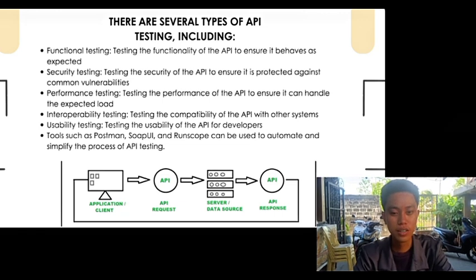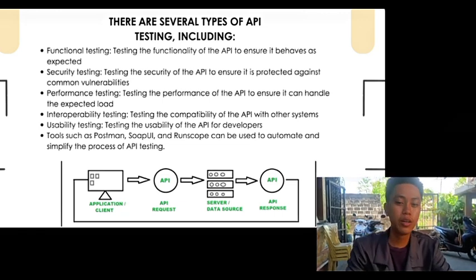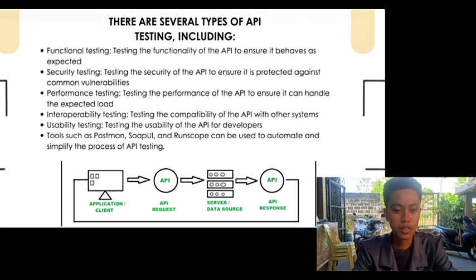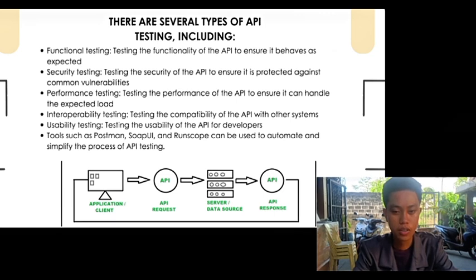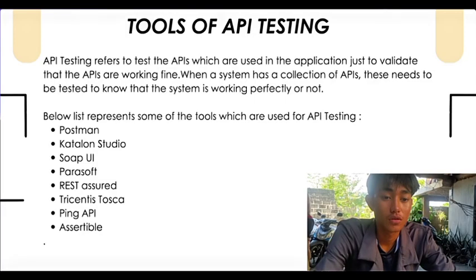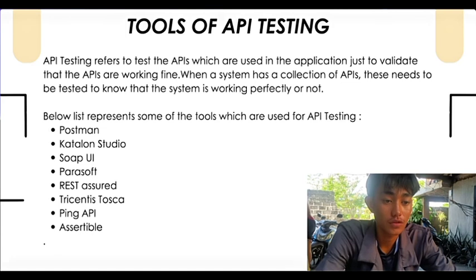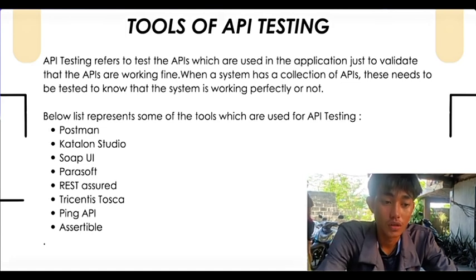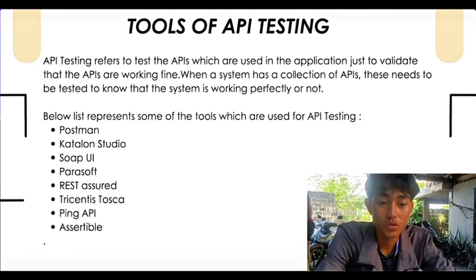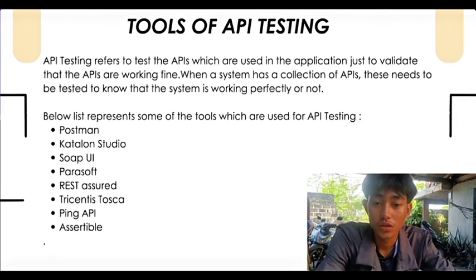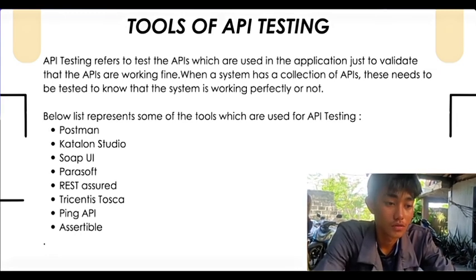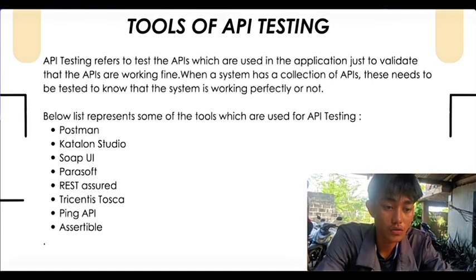Interoperability testing: testing the compatibility of the API with other systems. Usability testing: testing the usability of the API for developers. Tools such as Postman, SoapUI, and Runscope can be used to automate and simplify the process of API testing. API testing tools are used to test the APIs used in the application, just to validate that they are working fine.